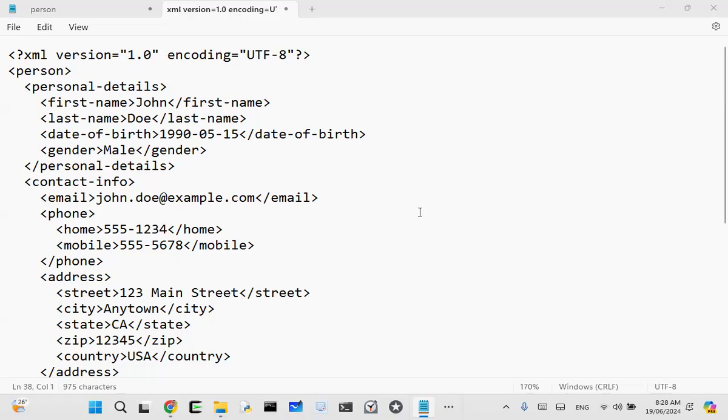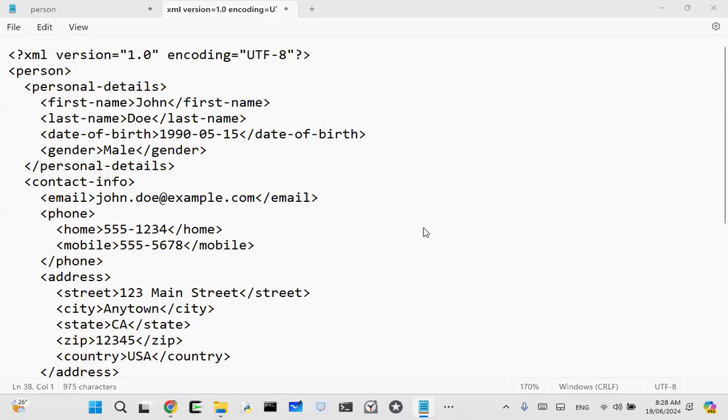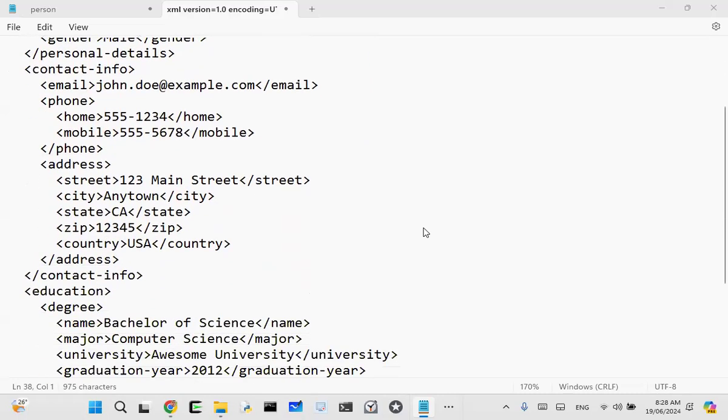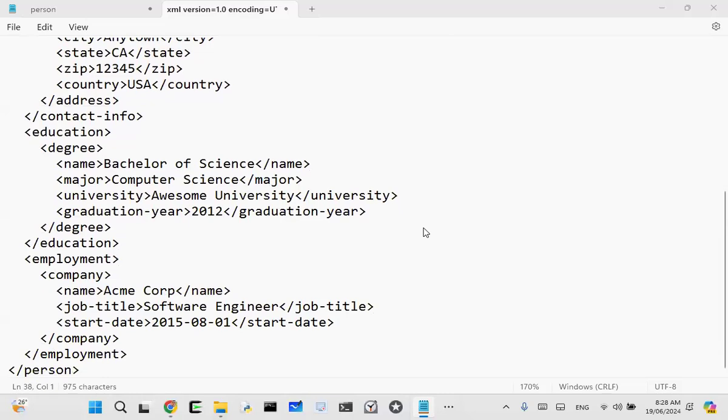So this is Ishan's submission. The first line we got is the prologue, which is optional, but it's better to have it. The root element here is person, and within that you have personal details, contact info, and then education and employment. Okay, so it's well structured. Thanks for sharing your answer. So let's move on then.